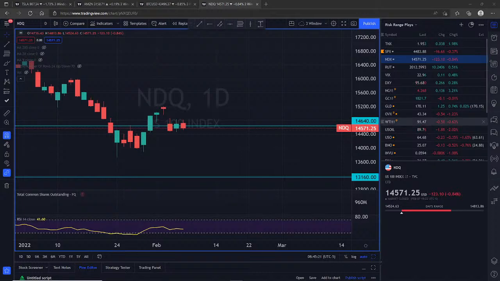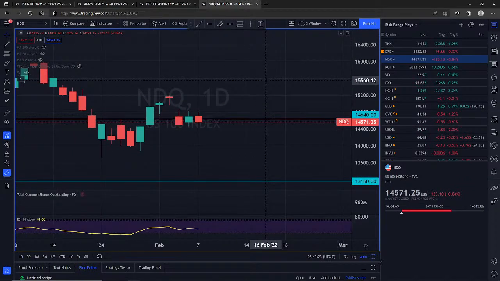So today, first thing that I'm looking at here is the NASDAQ. Here it is with its risk range. Top end of its risk range today is at 14,640, and the bottom end of the risk range is at 13,160. And so I will be looking for opportunities to average into a short position on the NASDAQ.